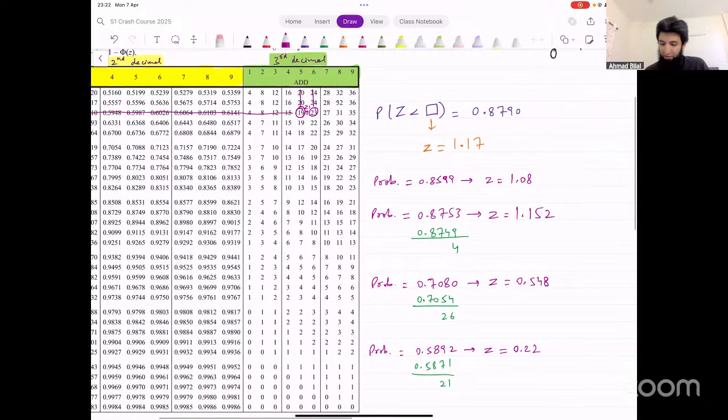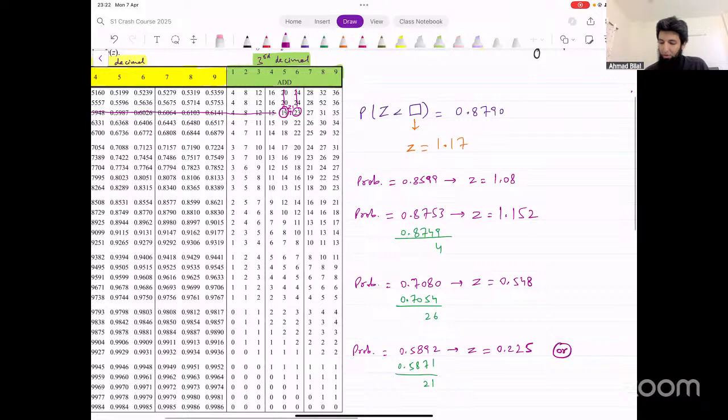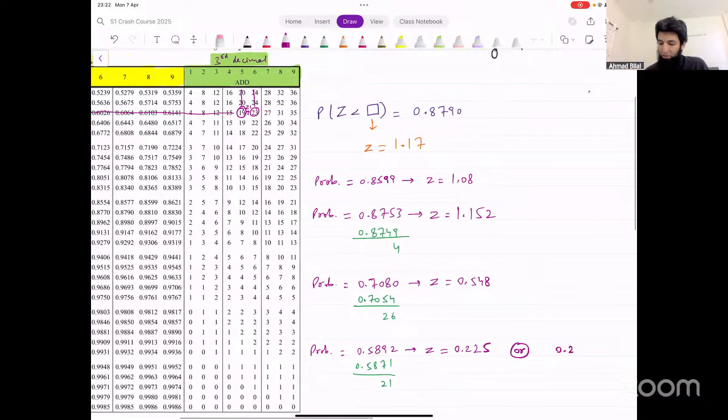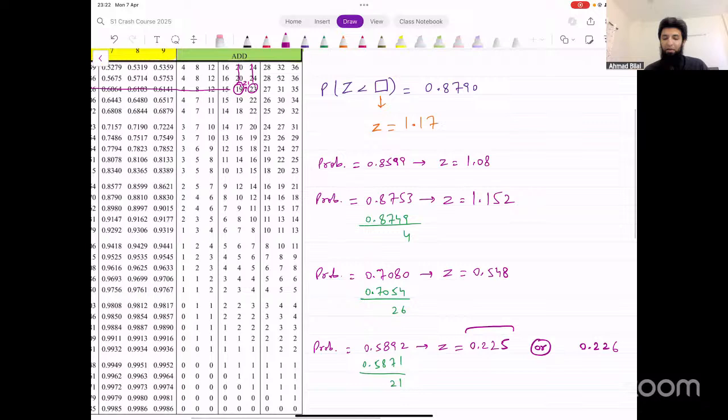5 as the last decimal. It could be 5, or it could also be 6. Both of them are generally acceptable. Mostly, however, in the marking schemes, they write the first number, the lower number. Okay. But you can use any of them. 0.225 is also fine. 0.226 is also fine.